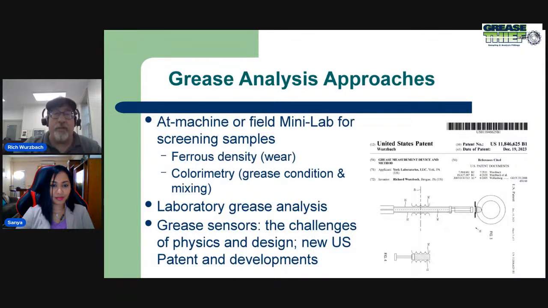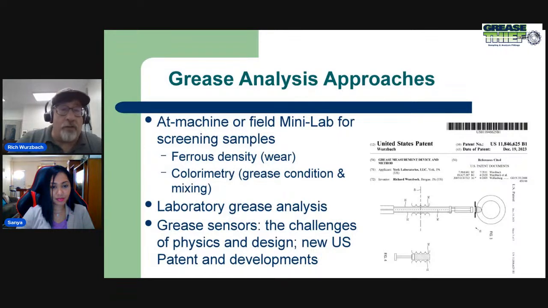So we talked about the mini lab, right? The ferrous density and the colorimetry, and that could be at the machine, in the field, or in an office. It doesn't have to be in a laboratory. Just 2 quick tests that give us real insight into what's happening. If we see something there, now we can bump it up to laboratory grease analysis. Now we get down into doing those 9, 10, 11 different tests that are available to us when we get that sample back to the lab.